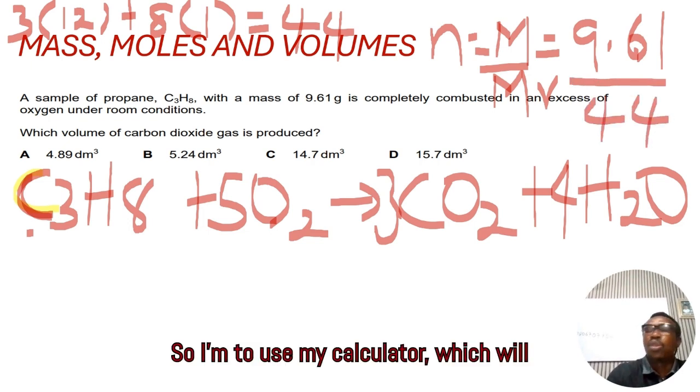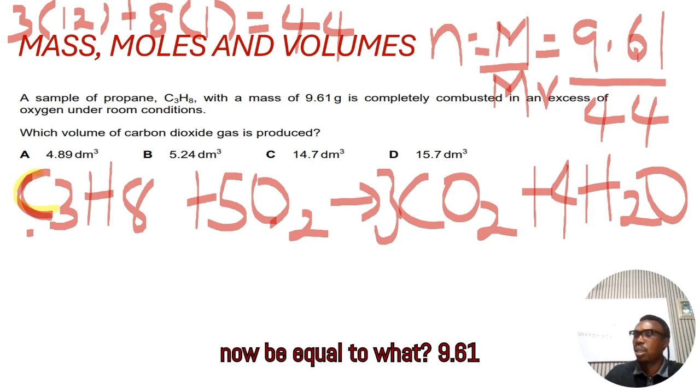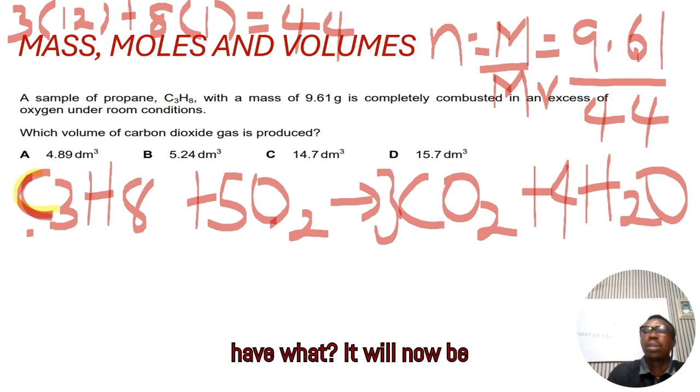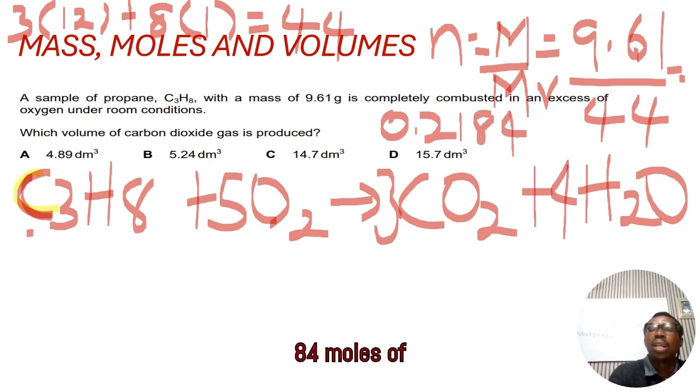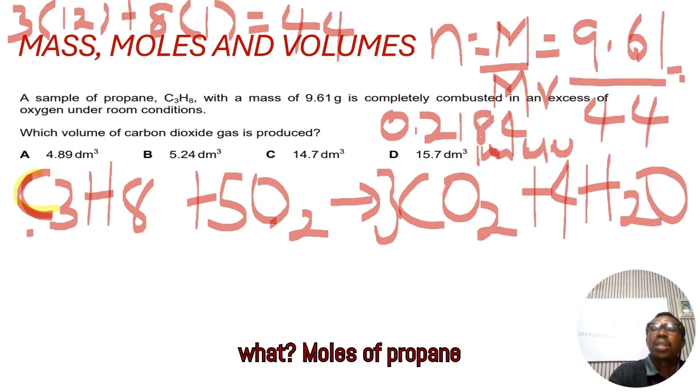So the molar mass of propane, which is the mass of 1 mole of propane, is equal to 44. So I'm going to use my calculator: 9.61 divided by 44. So it will now be equal to 0.2184 moles of propane combusted.